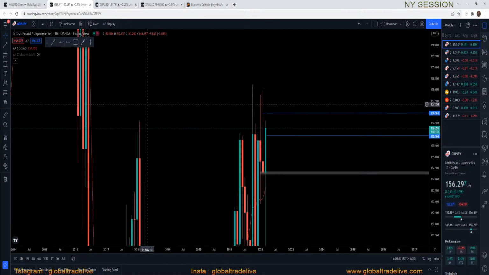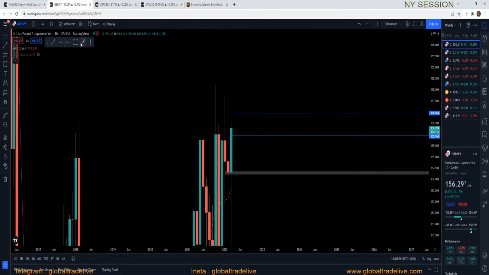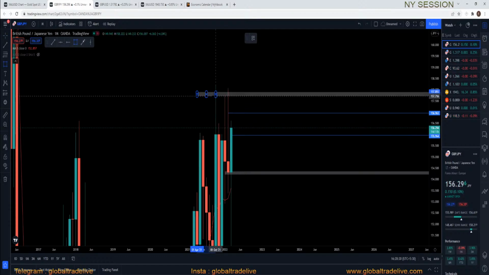So where is the resistance? The resistance is up over here in these areas. These wicks are the resistance areas. So I can say that the monthly is now flipping back up, creating a support, so it will be moving up inside this area. That clearly means that GBP/JPY is in a bullish momentum, right?